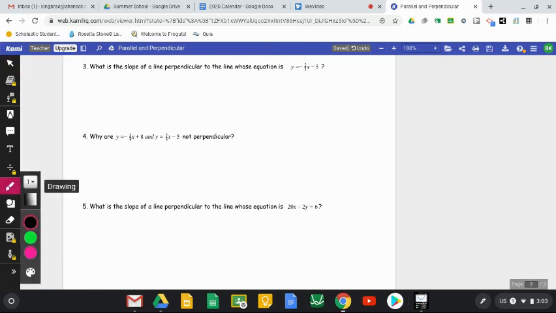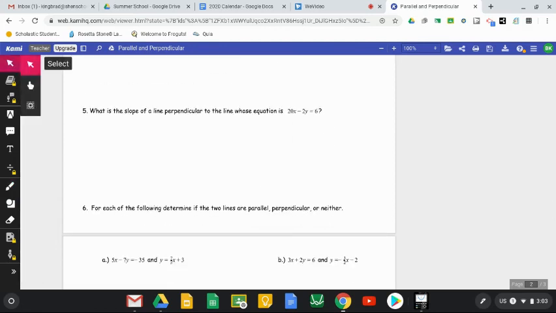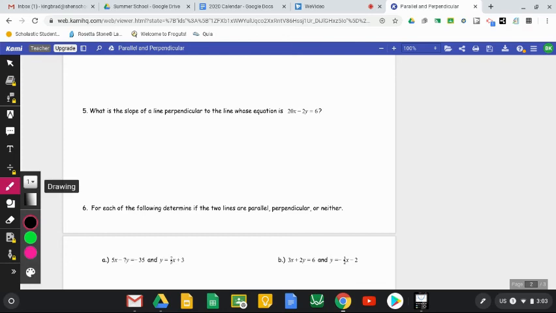All right, number 4. Here's these two lines. Y equals -3/4 x plus 8 and y equals 3/4 x minus 5. Why are they not perpendicular? What's the slope of a line perpendicular to the equation this? So step 1. Make this be y equals mx plus b. Now, flip and negate the slope and tell me what the perpendicular slope is.